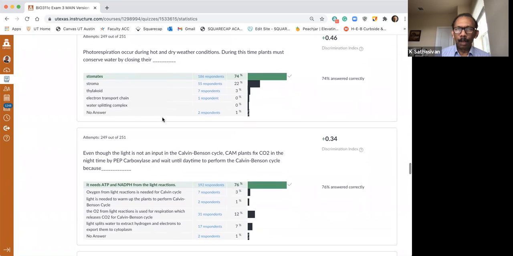And next question, photorespiration occurs during hot and dry weather. During this time, plants must conserve water by closing their stomata. This is straight recall. And stroma is the liquid part of the chloroplast inside the inner membrane. Don't confuse that with stoma. Spelling is important.